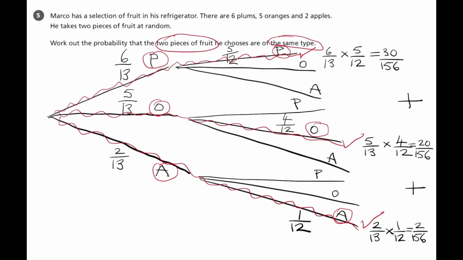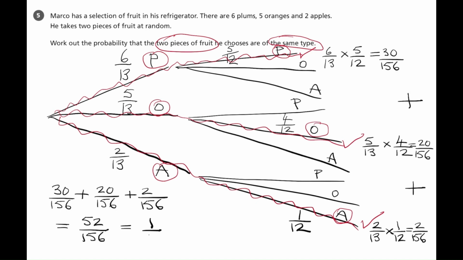So our overall answer will be 30 over 156 plus 20 over 156 plus 2 over 156. The denominator is the same for each fraction, so we just add the numerators. So we get 52 out of 156, and this can be cancelled and will give us a final answer of 1/3.